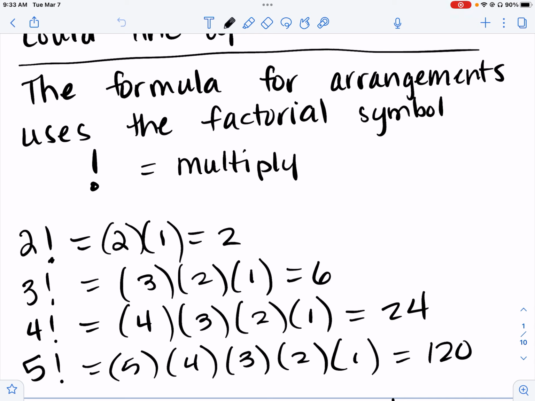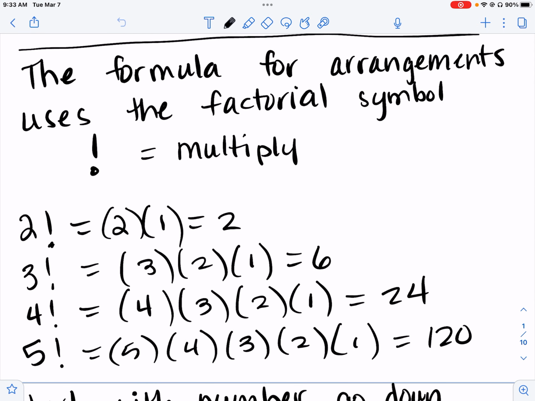Factors are things that are multiplied. So 2 factorial means you start at 2, you work your way down to 1, and you multiply. So 2 factorial is just 2 times 1 equals 2. 3 factorial is 3 times 2 times 1. We start at the number and go down each number until we get to 1. 4 factorial is 4 times 3 times 2 times 1, which equals 24. 5 factorial is 5 times 4 times 3 times 2 times 1, which equals 120. So you start at the number and go down a number until you reach 1.